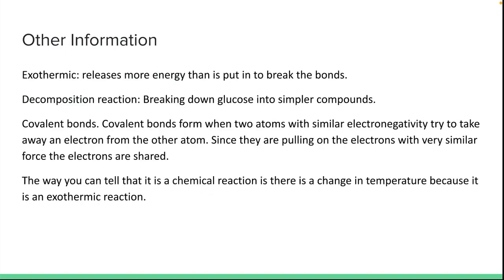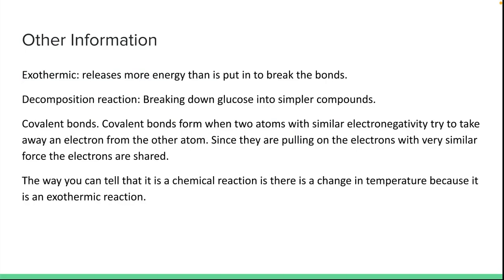Other information, it's an exothermic reaction, meaning it releases more heat or more energy than it needs to break the bonds. And it's also a decomposition reaction, meaning it breaks down into simpler compounds. It has covalent bonds, and covalent bonds are bonds between two atoms with similar electronegativity that are trying to take away electrons from the other atom. Since they're pulling on the electrons with similar force, the electrons are shared.